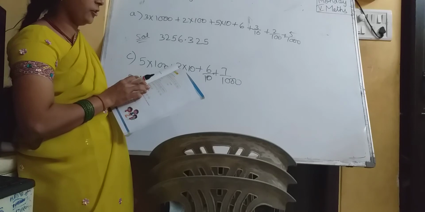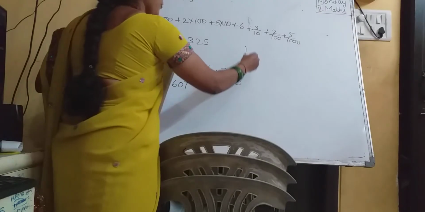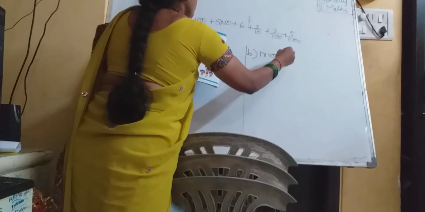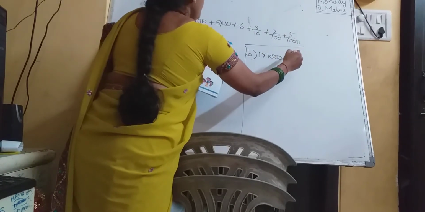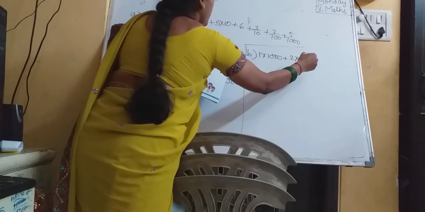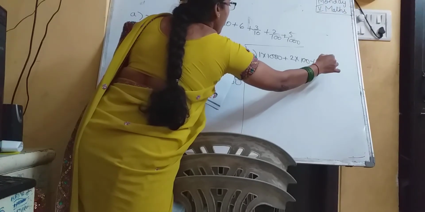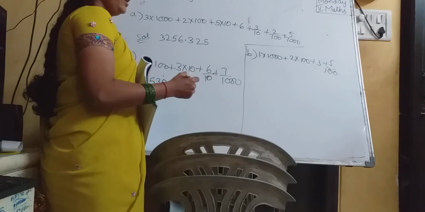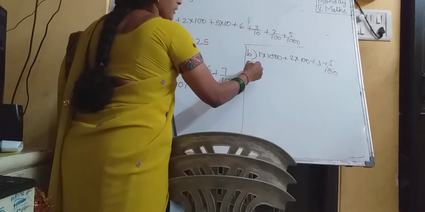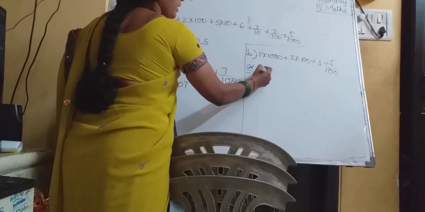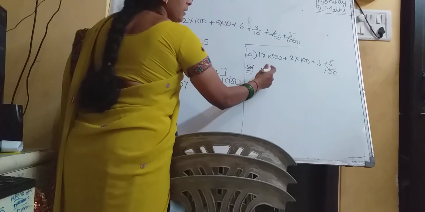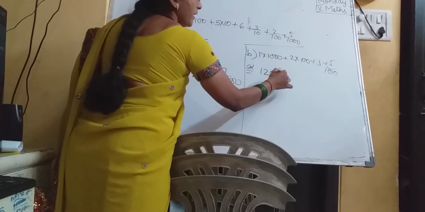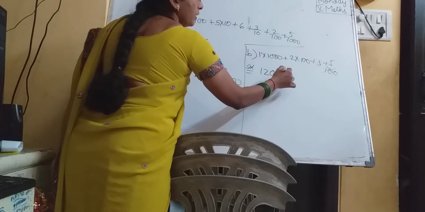See, B1 also does not have 10's place and 100's place. See, I am showing you B1 here. B1: 1 into 1000 plus 2 into 100 plus 3 plus 5 by 1000 plus 5 by 100. Okay? What are you going to write? Solution: 1 into 1000, sorry, 1000. 1. 200. 2. 10's place is not there. 1's place is not there. Point.